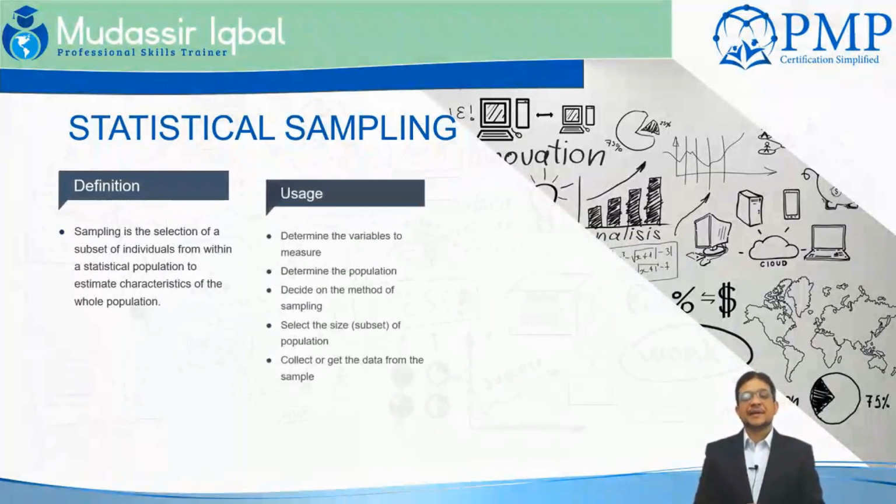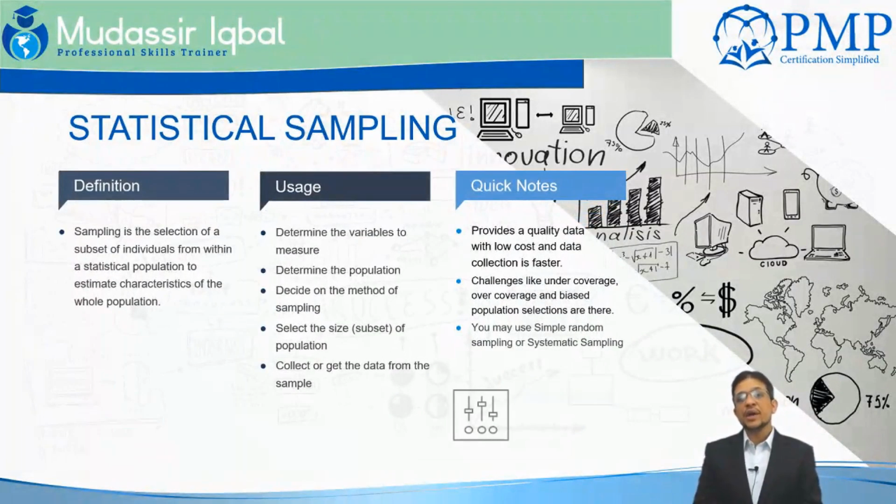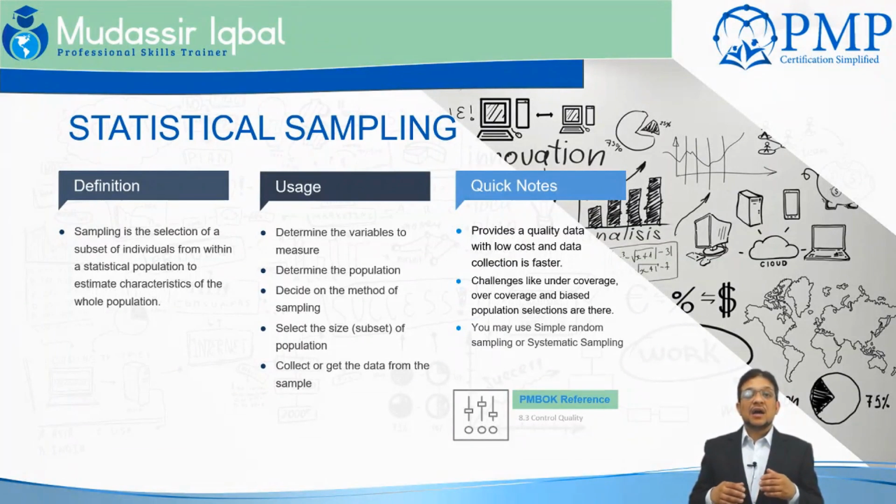Statistical sampling. This is very important when you are doing an inspection. It is very important when you are doing control quality. It is very important when you are doing delivery, validation of scope. These are choosing a part of a population of interest for inspection. The sample is taken to measure, control, and verify the quality.